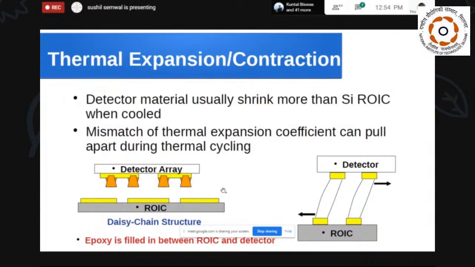So another preventive method that is used in this process is the use of epoxy, which is basically cryo-compatible. It means this epoxy sustains its properties even at cryo temperature, around minus 200 degrees centigrade. This epoxy is filled in between the ROIC and detector, which helps in bonding the ROIC, the detector array and the indium bumps. So it increases the reliability of this whole integration.